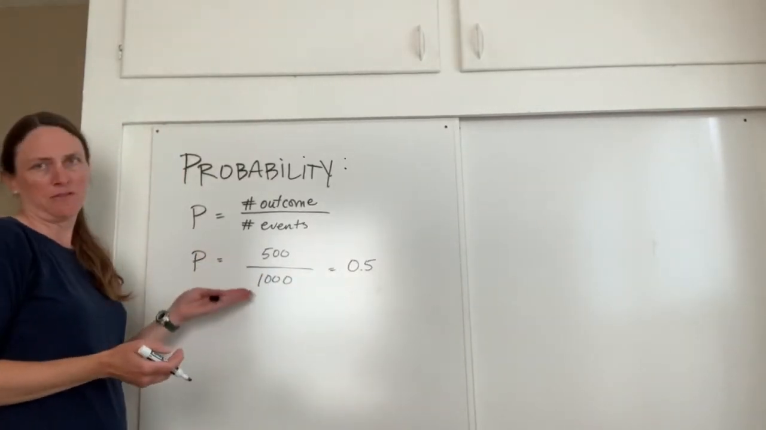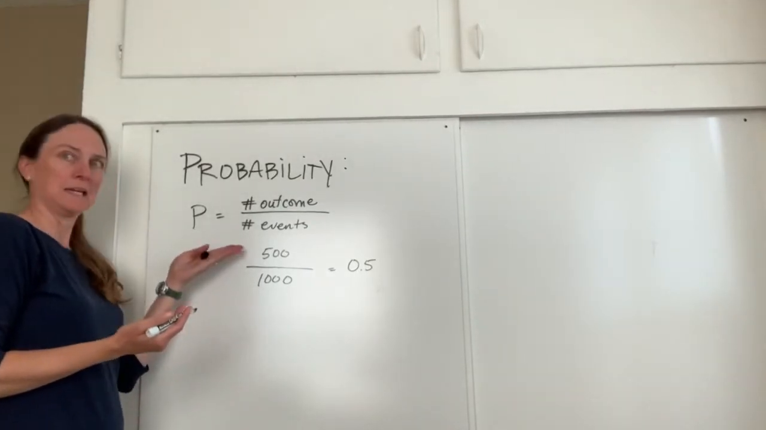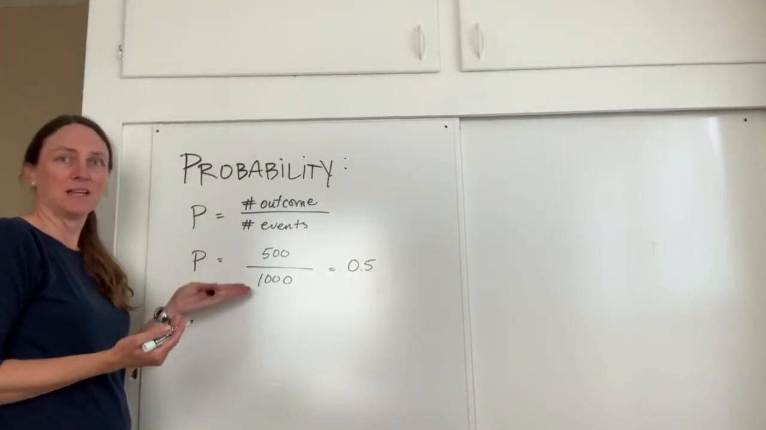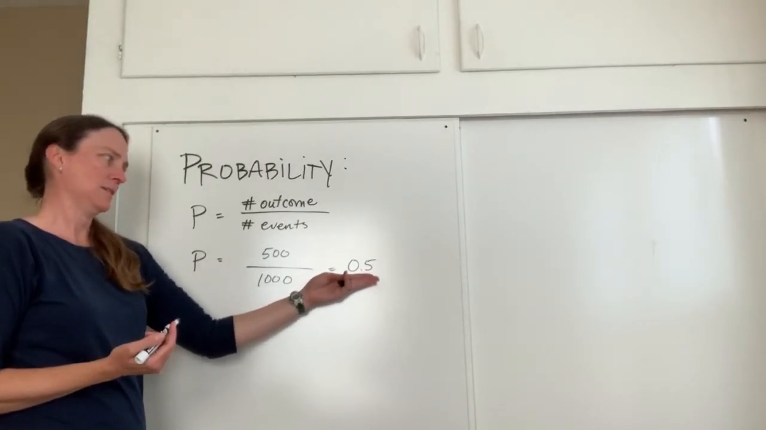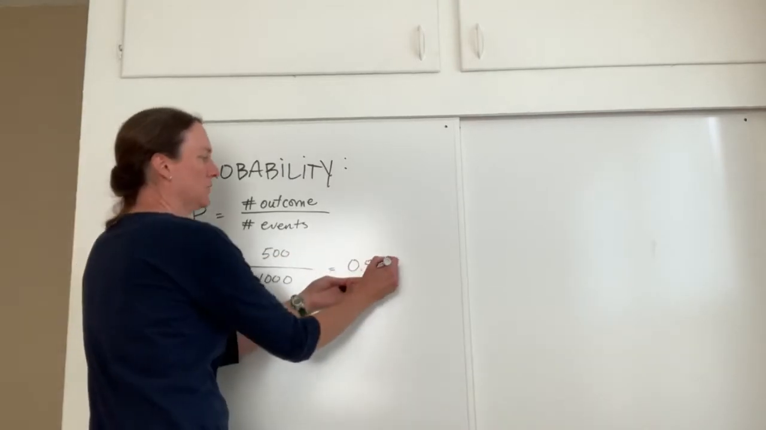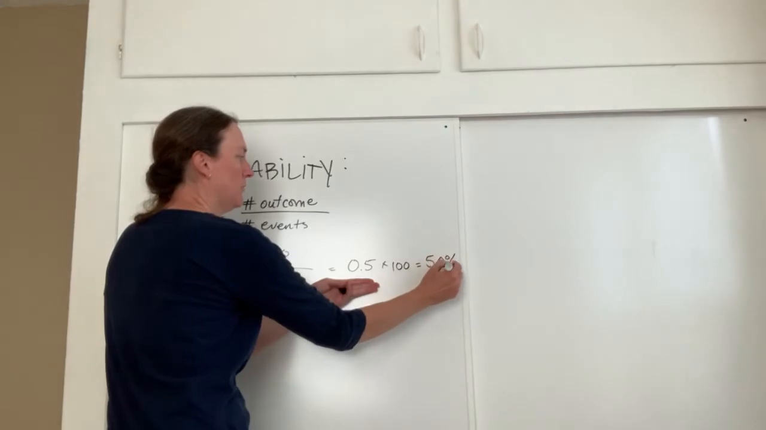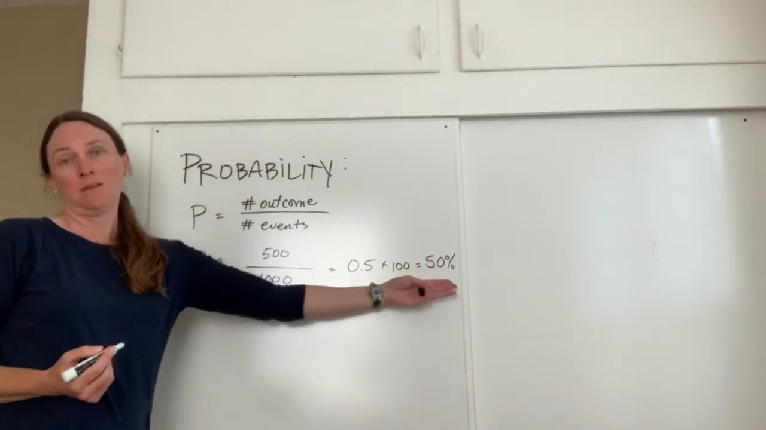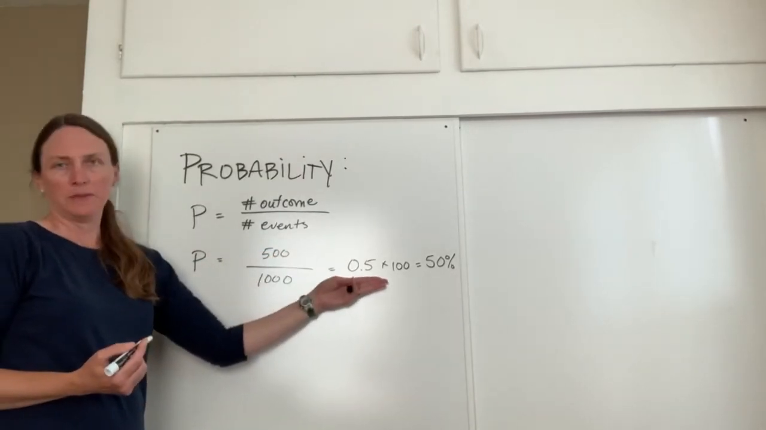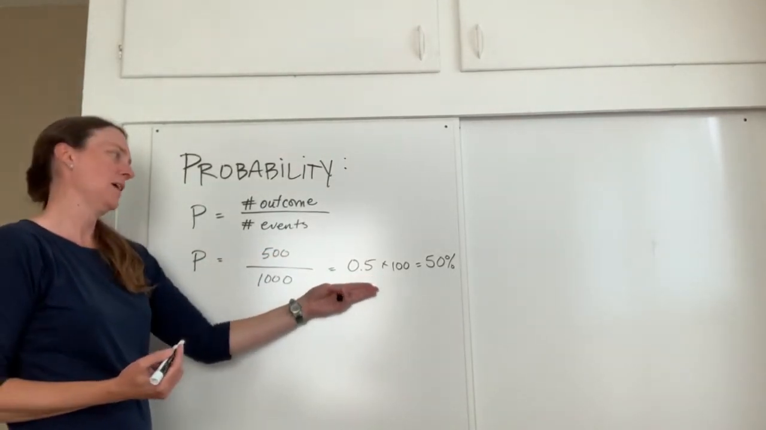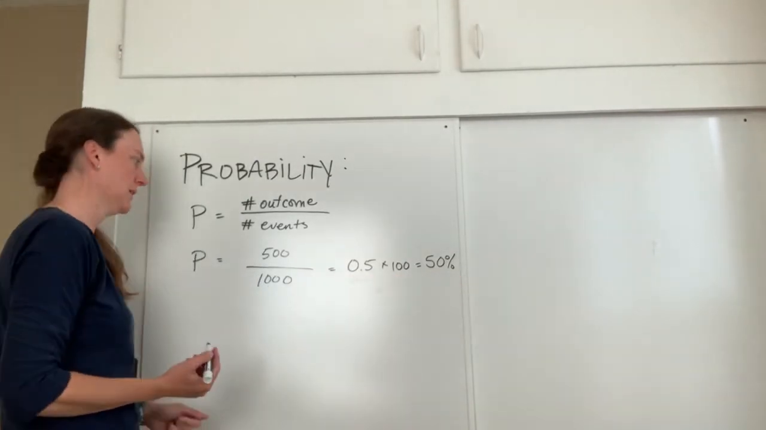And just thinking about this, 500 out of 1,000, you know that this thing is happening half of the time, right? And so you can see that a probability statement gives you this proportion, which if you multiply by 100 gives you a percentage. So 50% of the time this thing happens would give you a probability of 0.5. So that's how these proportions or probabilities are related to percentages of time.